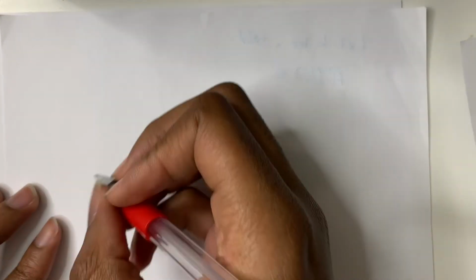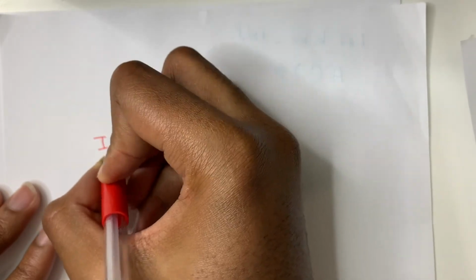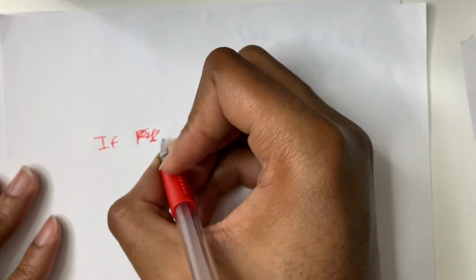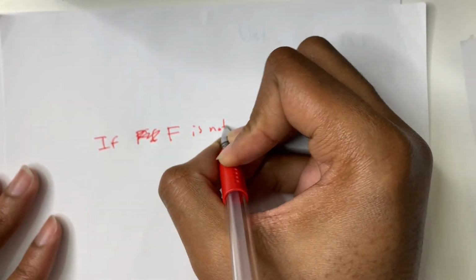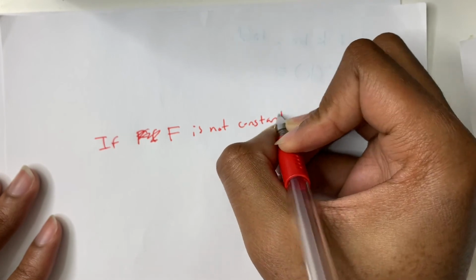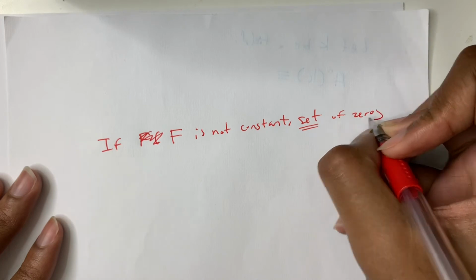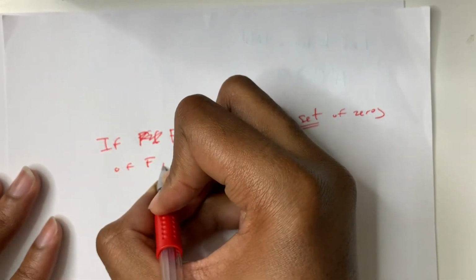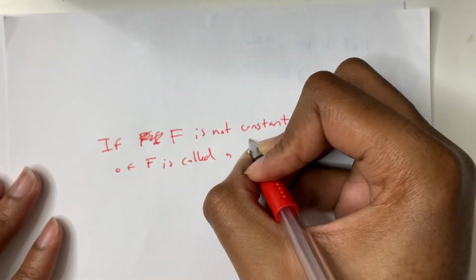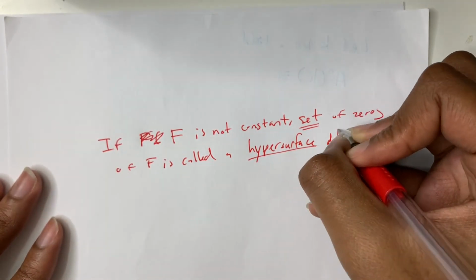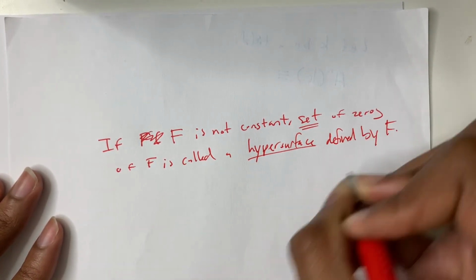So what is next on our list? Okay, so another definition. So if f is not constant, and the set, we have a set now, the set of all zeros of f is called a hypersurface. Hypersurface defined by f. All right.